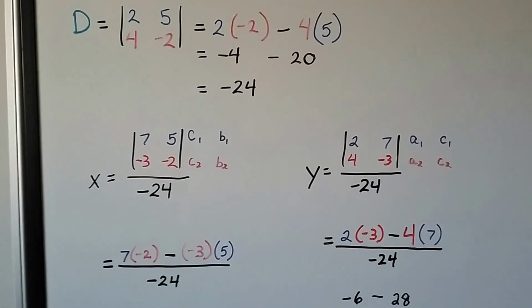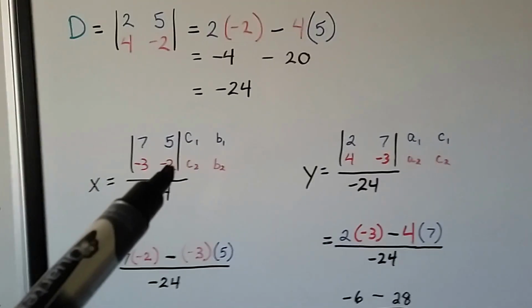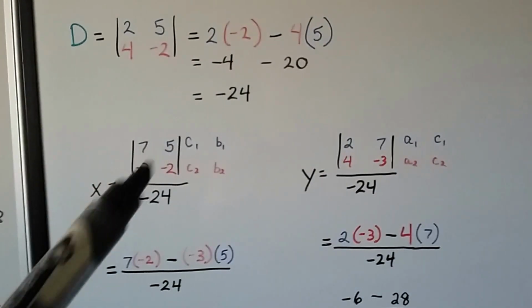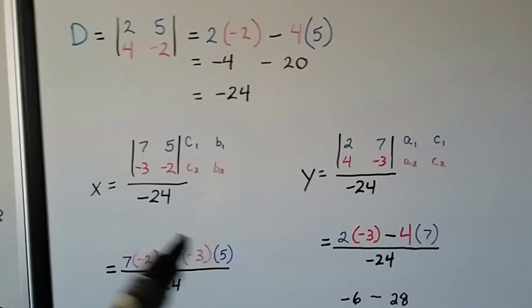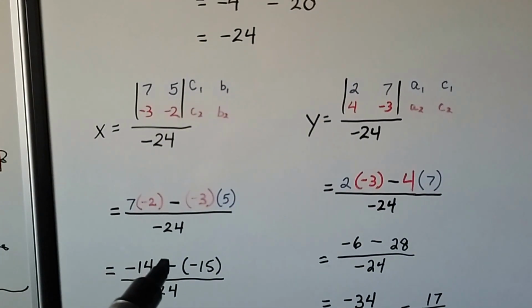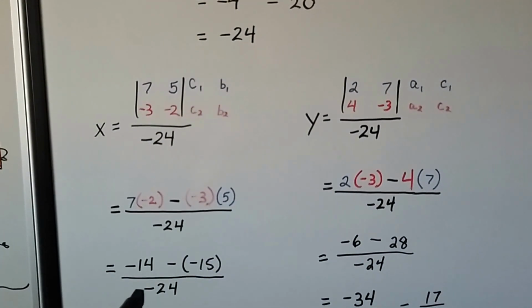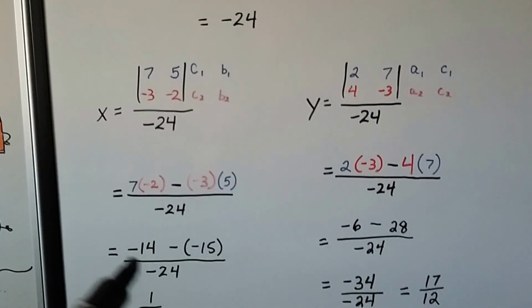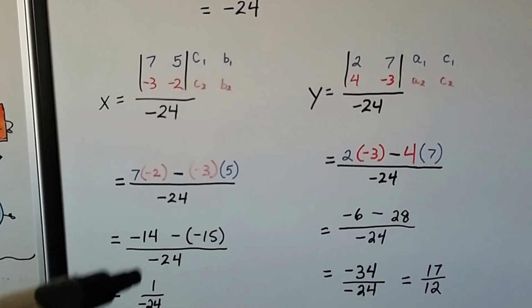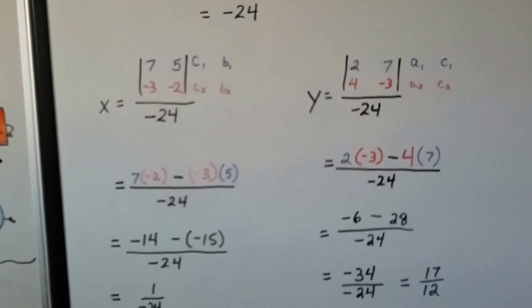Now for the x and the y's, we're going to cross multiply here, and we're going to get a 7 times -2. We're going to cross multiply here, get a -3 times a 5. We're going to subtract those. We're going to have a -14 minus a -15, and we're going to end up with a 1, because we add the opposite here, don't we? We're going to get a 1 over a -24.